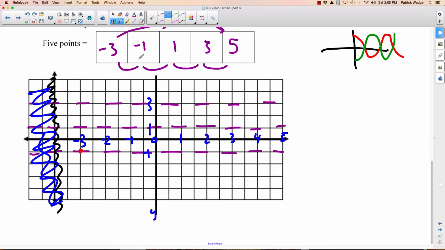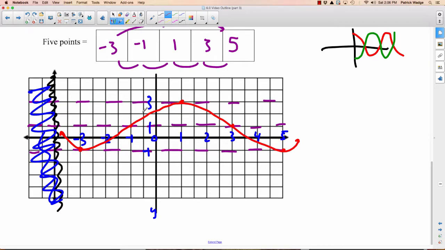And then the next important point is negative 1. That's where it'll be at the midpoint. Next important point is 1. That's where it'll be at the maximum. Next important point is 3. That's where it'll be back at the midpoint. Next important point is 5, and it'll be back at the minimum. So you end up with this very stretched, horizontally stretched graph that looks something like this. And with that, we are finished our review of trigonometry.